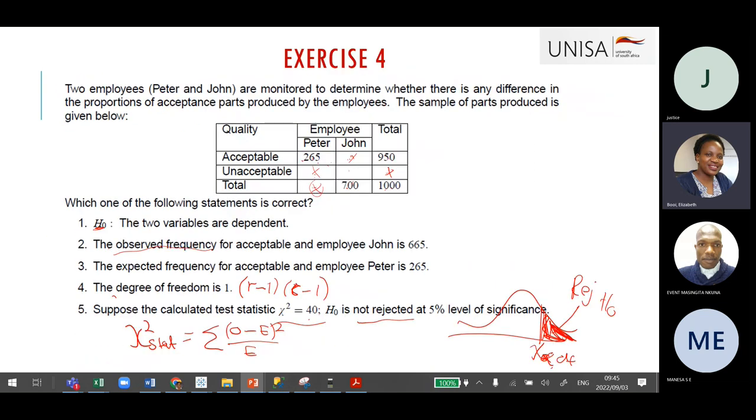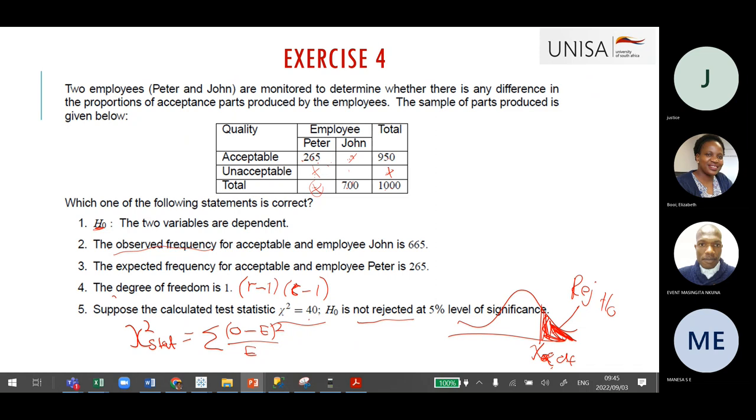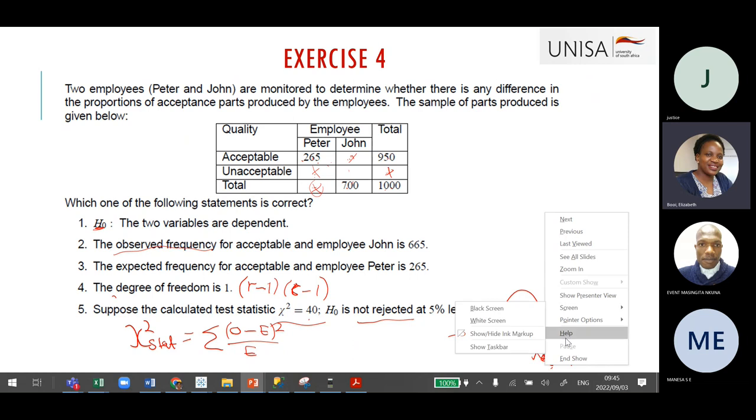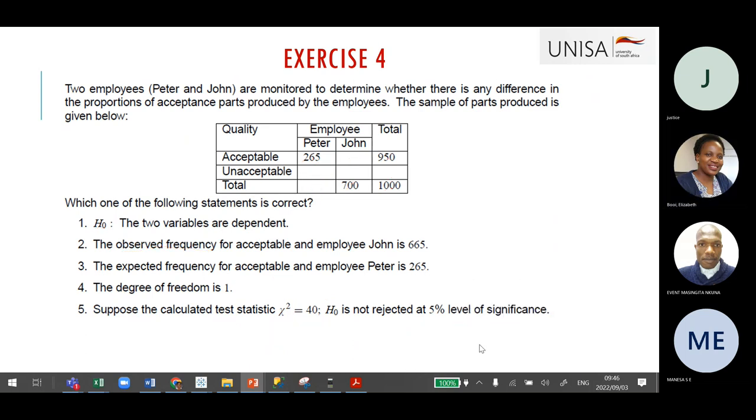Let's go and look at the questions. So we're done with this one, right? Let's do the next one. Okay, so let's look at this last question. My bad.